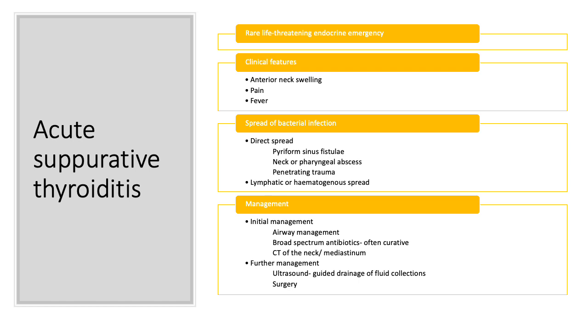Acute suppurative thyroiditis will present with painful anterior neck swelling and fever. This life-threatening condition can cause airway obstruction, so airway management in the initial stage is important. Broad-spectrum intravenous antibiotics are often curative. CT of the neck and mediastinum is helpful for further management. Ultrasound-guided drainage is necessary in some patients with fluid collection, and surgery is rarely performed.